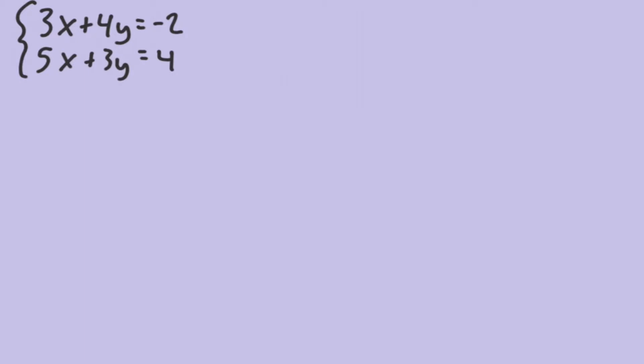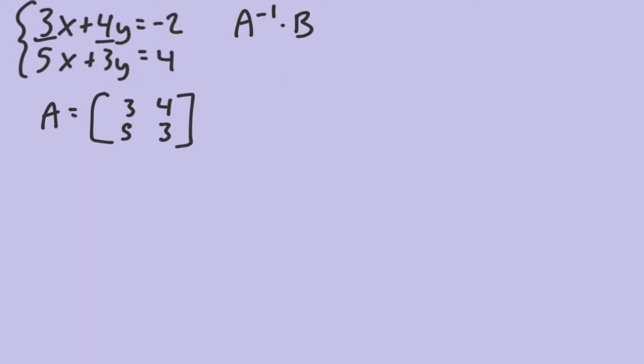We're going to solve a 2x2 system of equations using the inverse matrix by hand. So remember, like I said in the last video, you're always going to do A inverse times B. And if you want to know why, see my last video where I go through that. So remember, matrix A is your coefficients on the left side. The 3, 4, 5, 3. And matrix B is your constants on the other side.